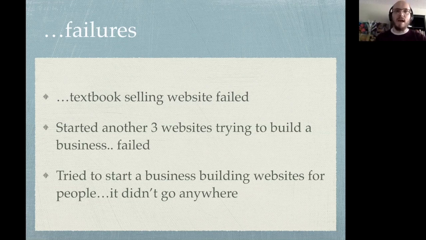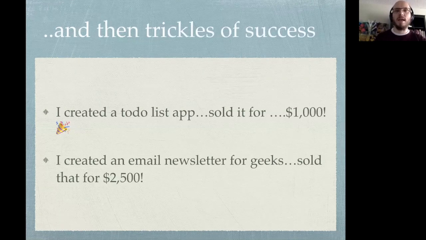And then after all these failures, after all these defeats, something really interesting happened. I ended up creating this weird little to-do list app and actually ended up selling it for like $1,000. I was like, yes, that's my first foray into actually making this thing work. So the persistence started paying off a little bit. My first $1,000 in the pocket, I was pretty happy.